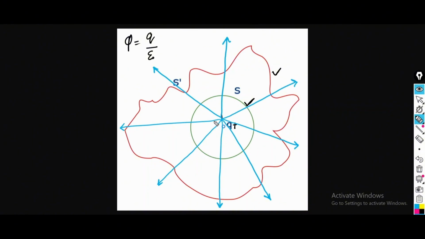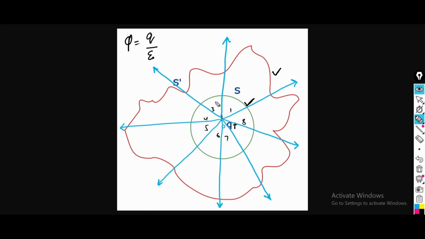So these are the electric field lines around this positive charge. The number of electric field lines that pass through this shape is equal to the number of electric field lines that pass through this shape. Here let's consider we have 1, 2, 3, 4, 5, 6, 7, 8 lines passing through this spherical surface around the positive charge.